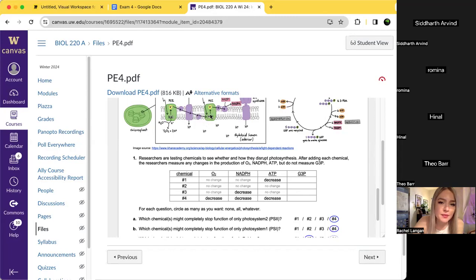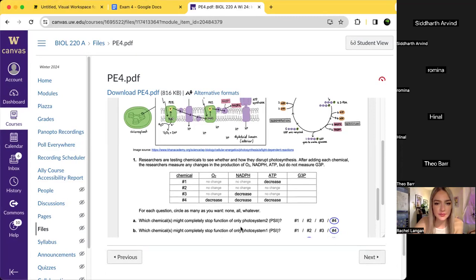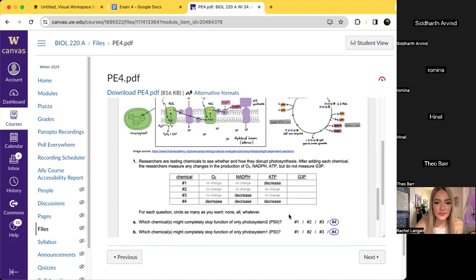If you stop allowing a molecule to take electrons from this guy, then he's just going to hold on to them and stop everything here. But the question is asking which would completely stop only photosystem one. Based on that explanation, the molecule would stop both photosystem one and photosystem two. But the question is asking for the one that would only stop photosystem one. So four shouldn't work ideally, because it stops both of them instead of just the one.